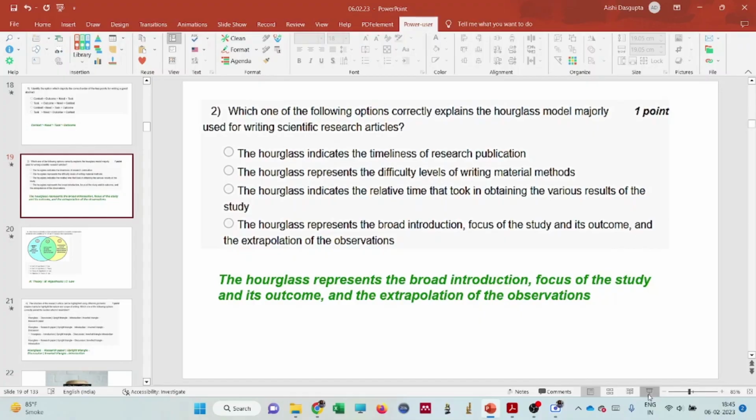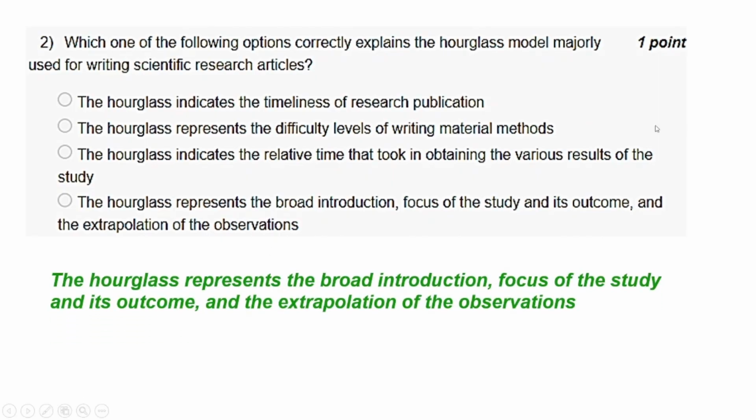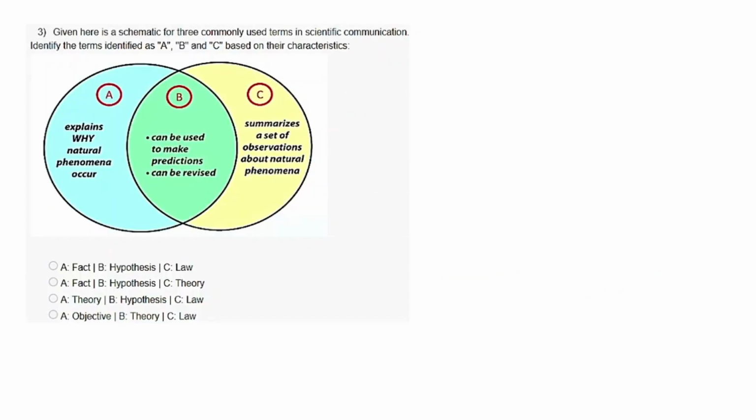So this was the correct answer. The hourglass represents the broad introduction, the focus of the study, my study, which is very specific to me, and outcome, and then how I'll extrapolate my results in the broad scientific community. Many people are working on mycobacterium. How my work relates to their work is what I'll do at the end. So that is how I broaden my scope, and then I talk about future objectives. So that is what the hourglass way of scientific writing means.